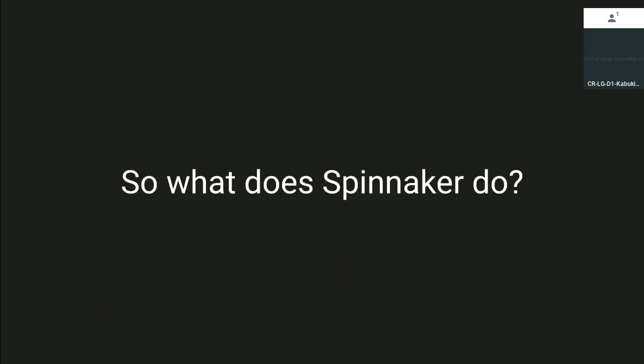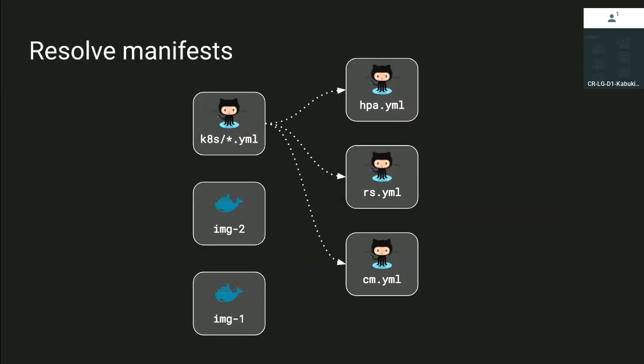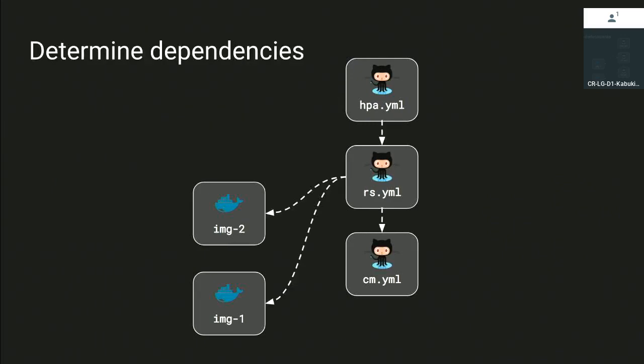So what does Spinnaker do in this case? One, it needs to resolve these manifests out to what it actually is going to deploy. It says, okay, there's 3 manifests in here. This is exactly what I think it should be. And now it figures out the dependency between these. So we figure out that same dependency graph from before. And the first thing it does, it says, okay, anything that I need to deploy needs to depend on other things that are already deployed in that environment.